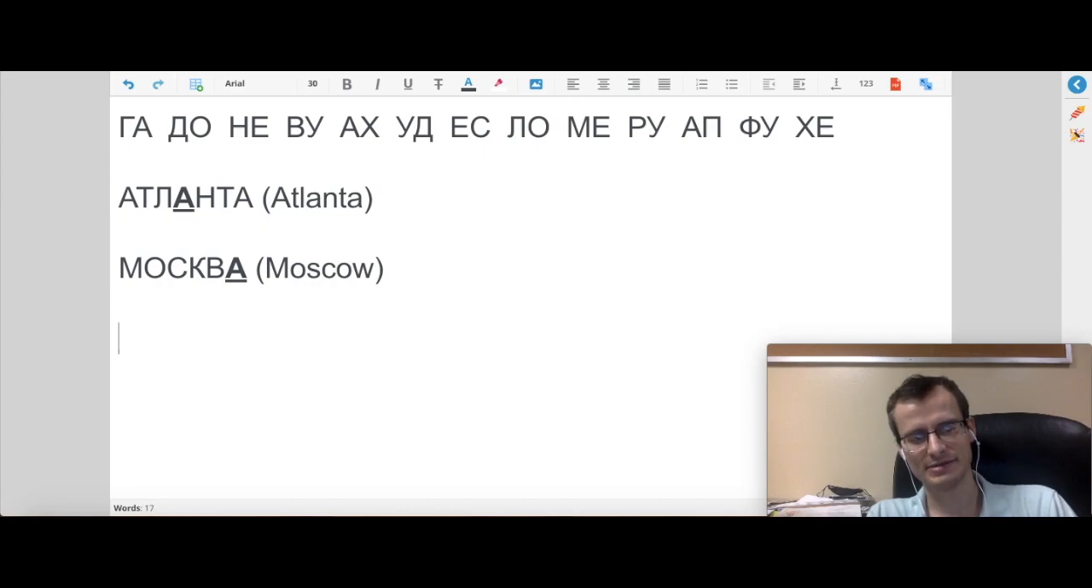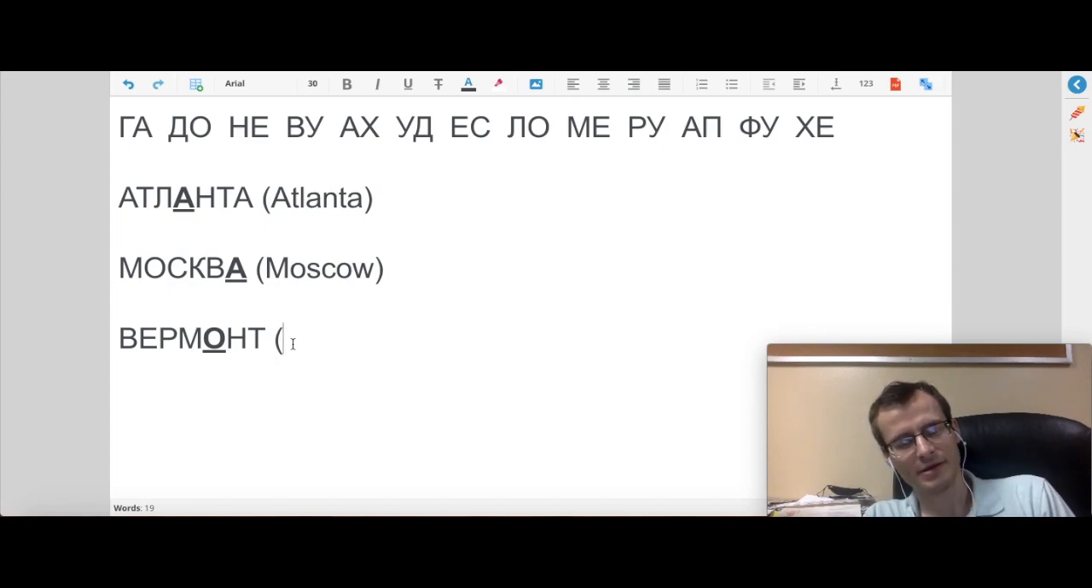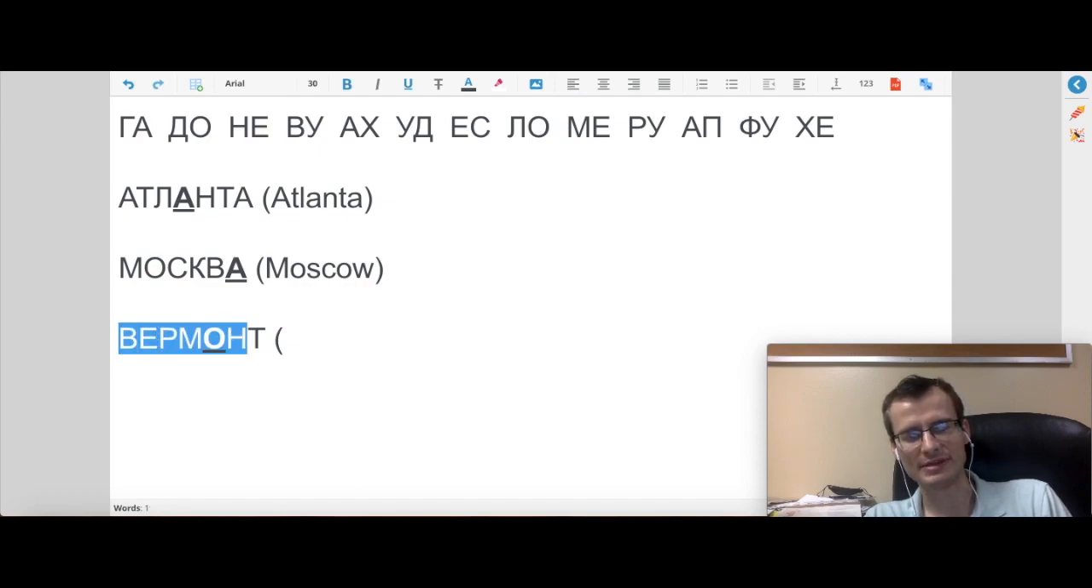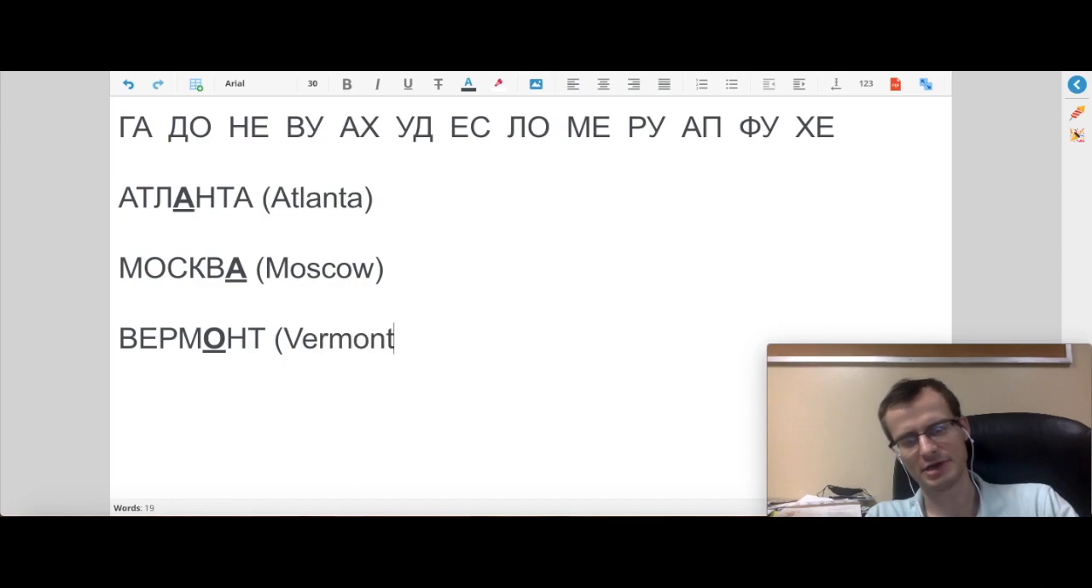Okay, and let's do one more. This one's a state. See if you can read it. Here's your stress. In Russian anyway. Okay, ready? В, Е, Р, М, О, Н, Т. So, together. Vermont, which is of course Vermont. Same stress, by the way, which is not always the case.